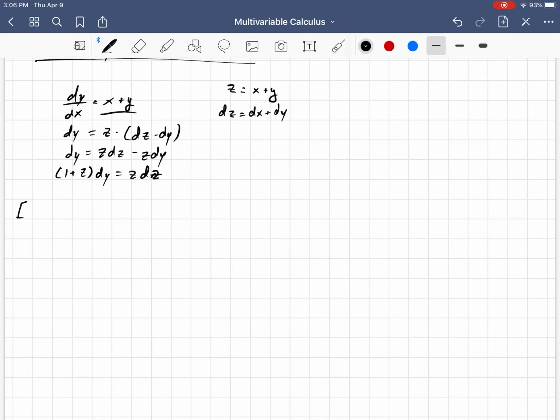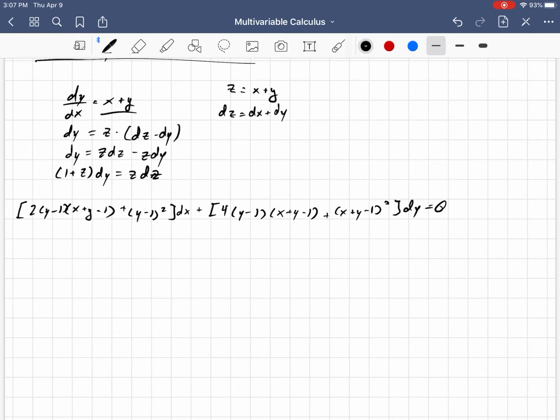Okay, yeah. All right, now this is a big step up, but it really isn't. It just looks that way. So 2 times (y minus 1) times (x plus y minus 1) plus (y minus 1) squared dx plus 4 times (y minus 1) times (x plus y minus 1) plus (x plus y minus 1) squared dy is equal to 0. Now, this might look intimidating, and there is a good bit of algebra that needs to happen here.